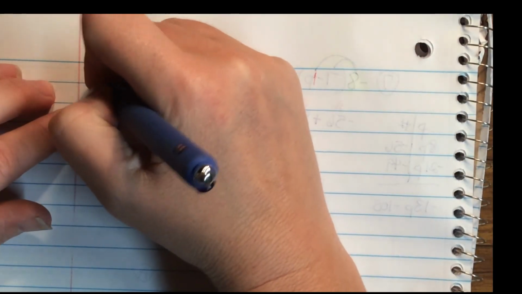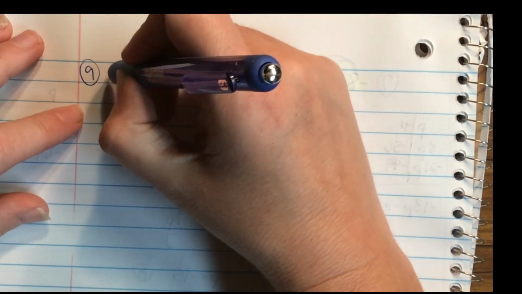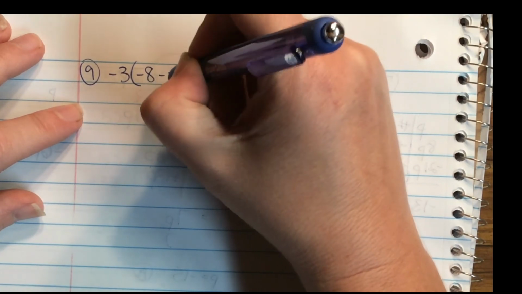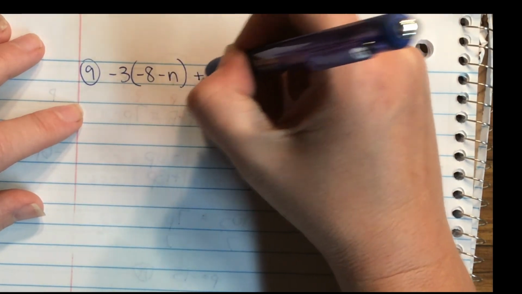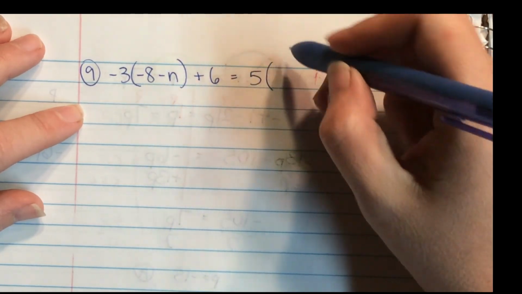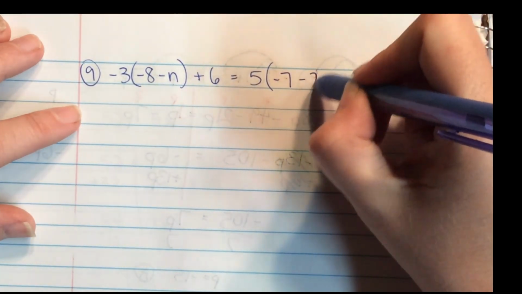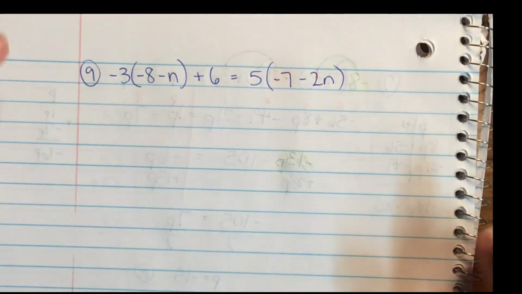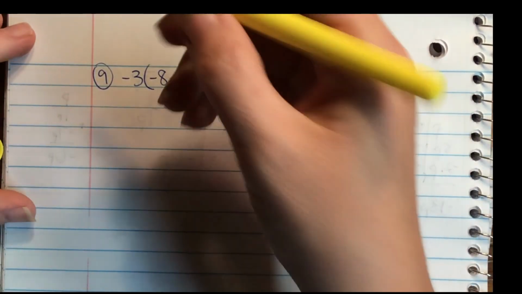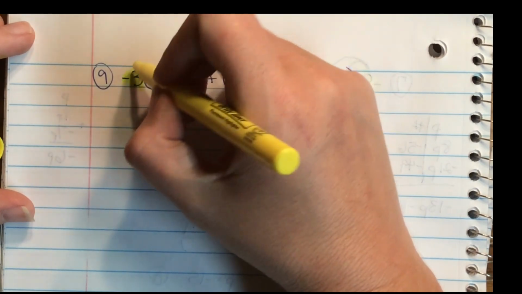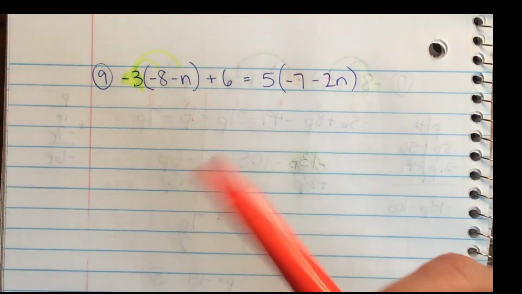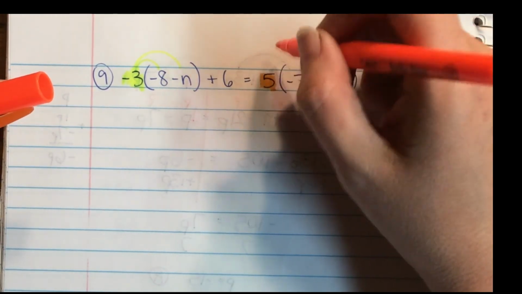And we're at number 9. I have -3 times -8 minus n plus 6 equals 5 times -7 minus 2n. All right, so I'm going to distribute. And I'll have to distribute on this side too.